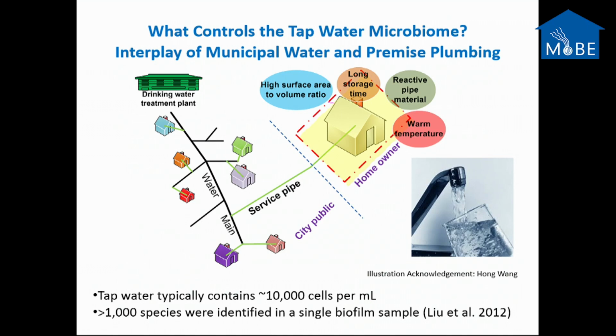And it's a very interesting, complex dynamic between, you've got your treated water coming out of the plant, and then it passes through miles of distribution system pipes, and then it arrives at the building. And there you have all sorts of interesting phenomena, such as high surface area to volume ratio, long storage time or stagnation when you're sleeping or at the office, reactive pipe materials, and nice warm temperatures that within the building envelope make occupants comfortable, but also make the microbes comfortable.